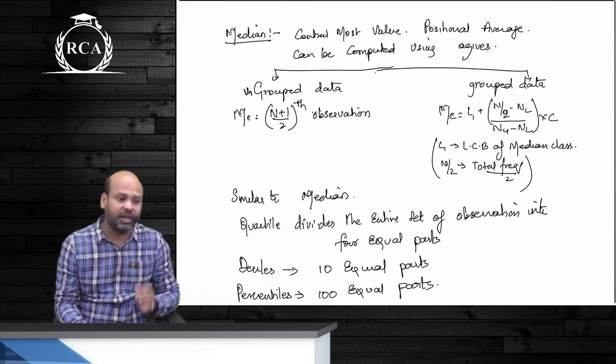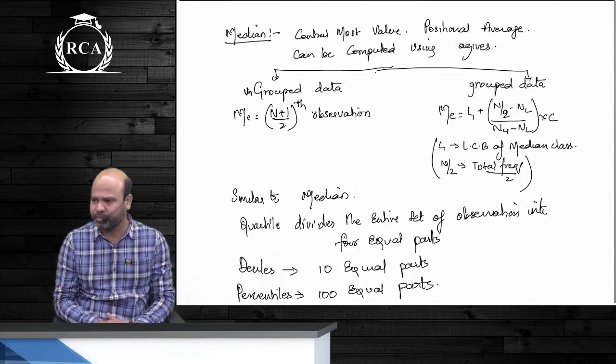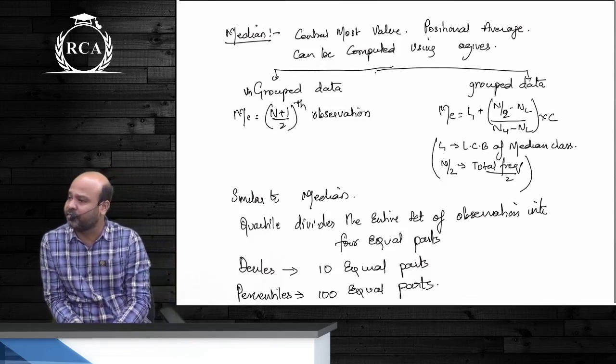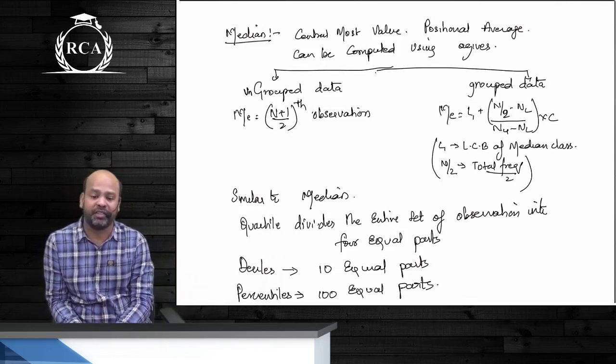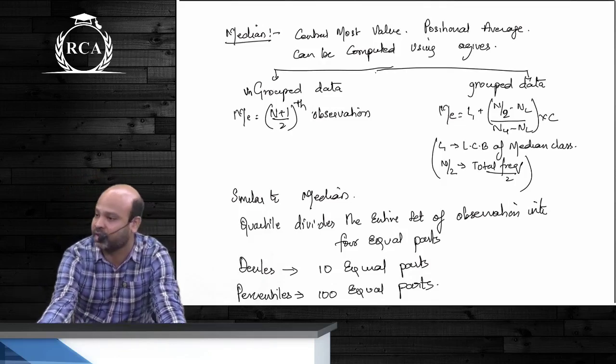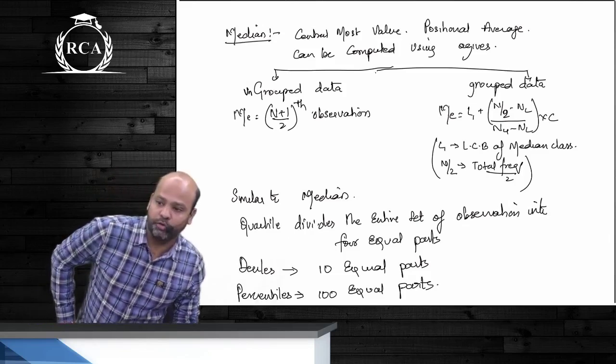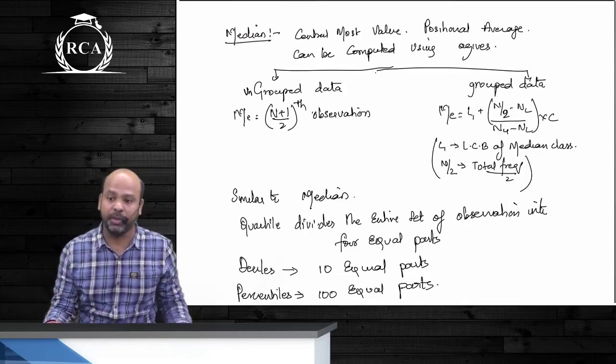Next measure of central tendency is median. Median is a positional average. So median is simply, if you arrange all the observations in ascending order or descending order, whichever observation comes exactly at the midpoint will become your median. So in case you have an odd number of observations, there will only be one middle value.